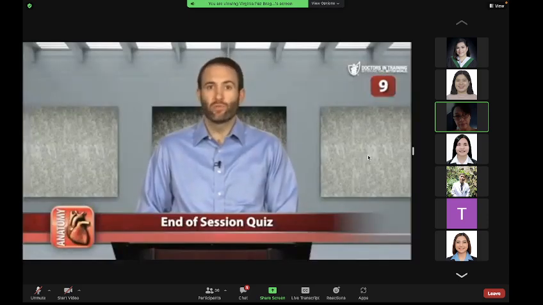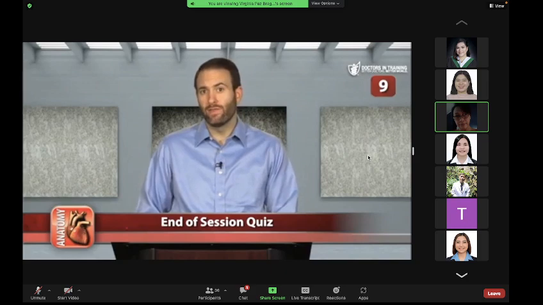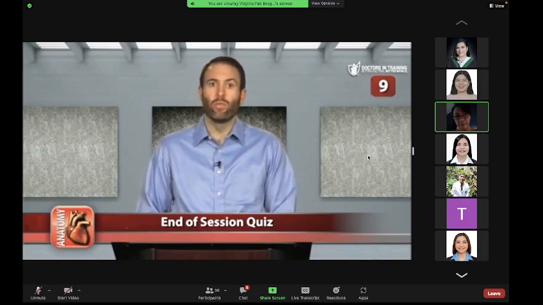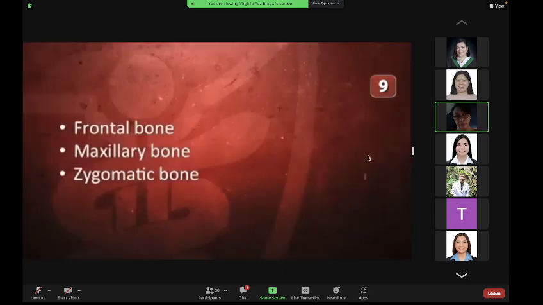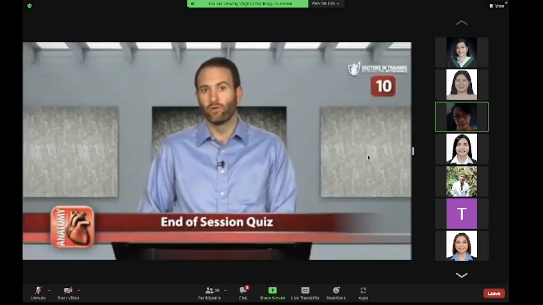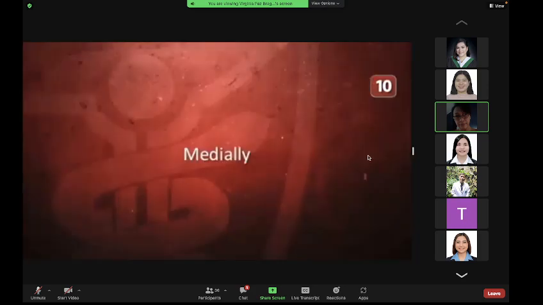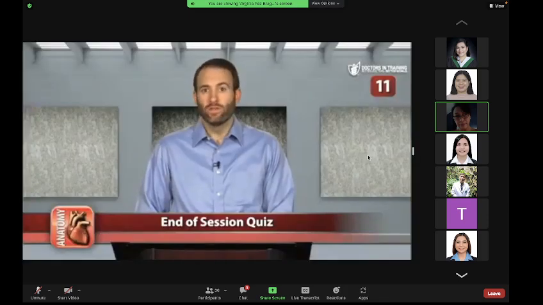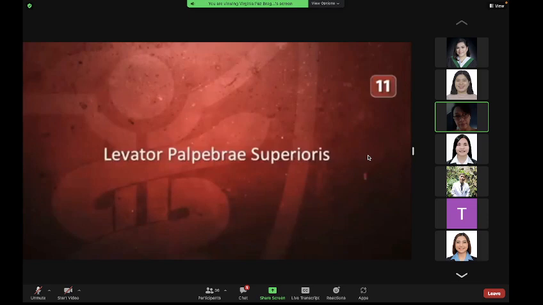Next, which 3 bones comprise the outer orbit, each contributing 1/3? That's going to be your frontal, maxillary, and zygomatic. Next, which way will the eye deviate if the abducens nerve, so cranial nerve 6, is lost? It's going to go medially. Next, what is the most superior muscle of the eye? That's going to be your levator palpebrae superioris.